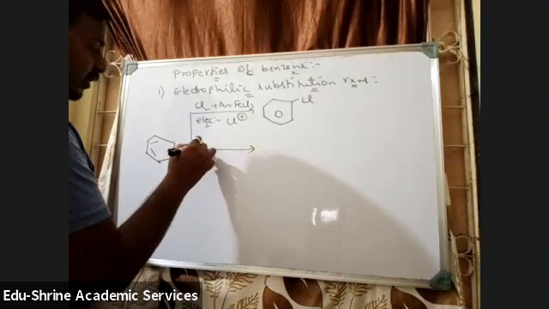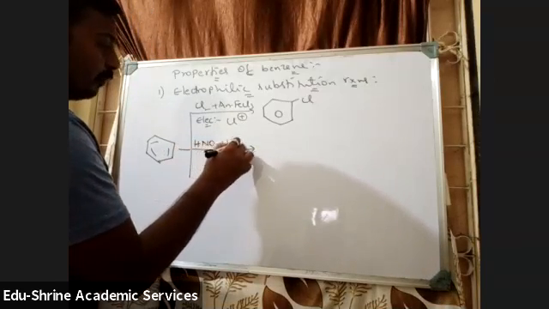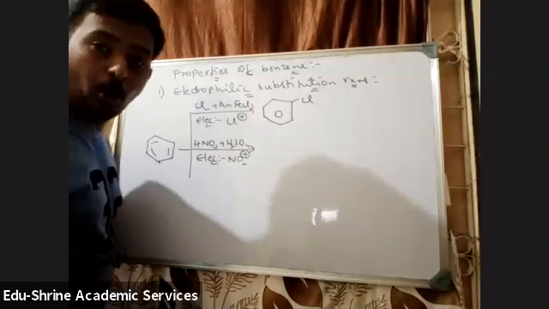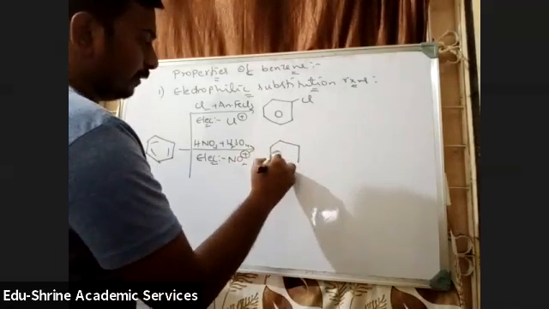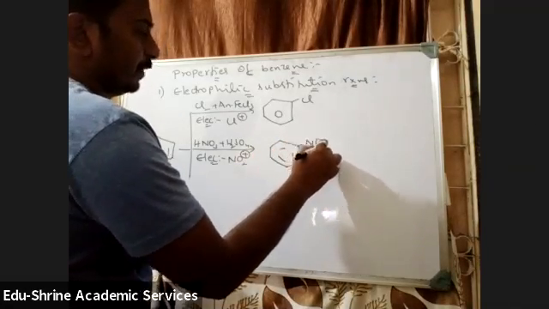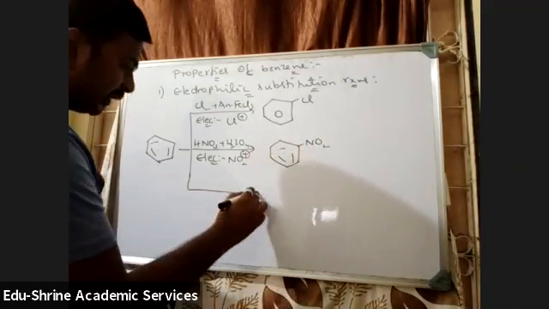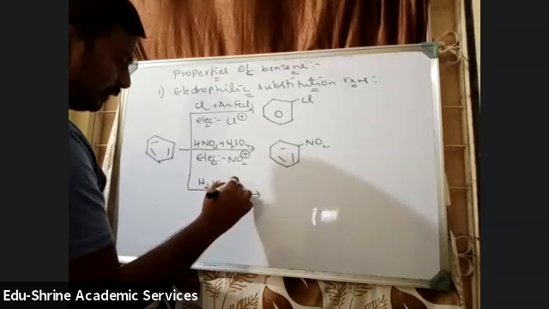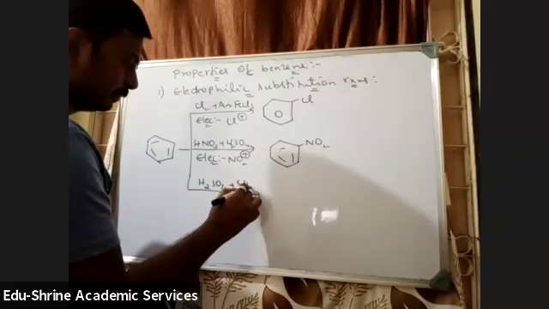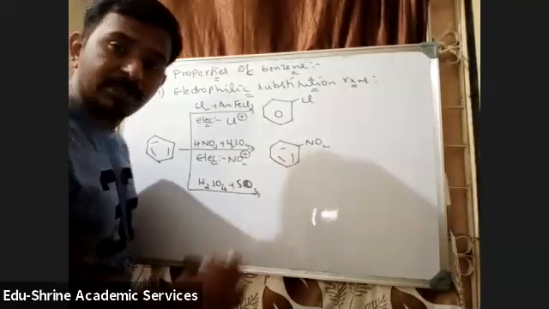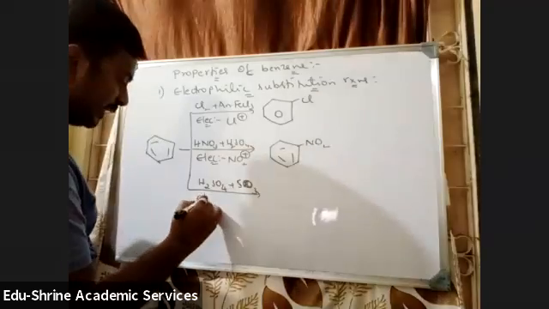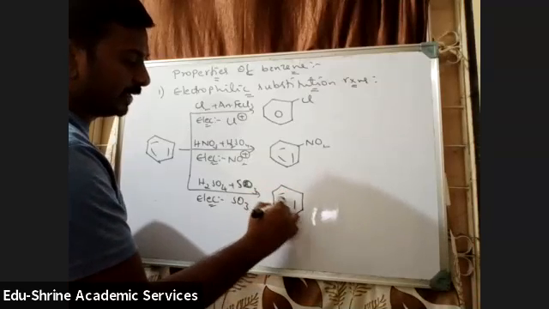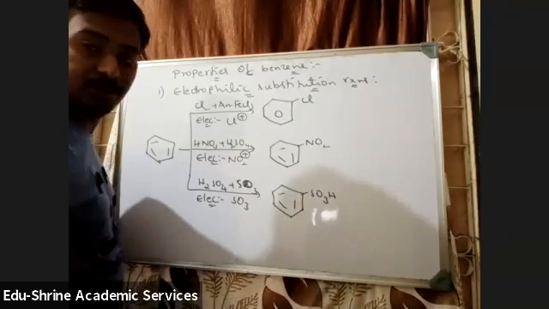Next one is nitration. The nitrating mixture is HNO3 plus H2SO4, both concentrated. The electrophile is NO2+, which is called the nitronium ion. The product formed will be nitrobenzene. Next one is sulfonation. In sulfonation, the reagent is SO3 plus H2SO4, or directly H2S2O7, which is called oleum. The electrophile in this case is a neutral electrophile, that is SO3. The product formed will be benzene sulfonic acid.